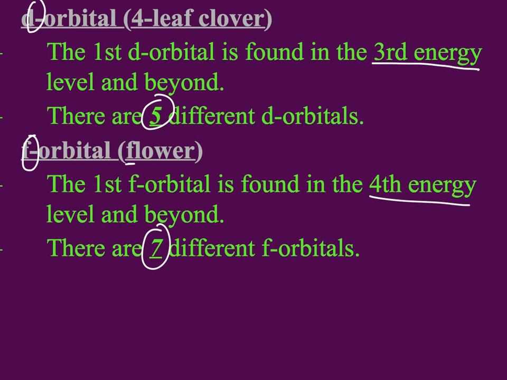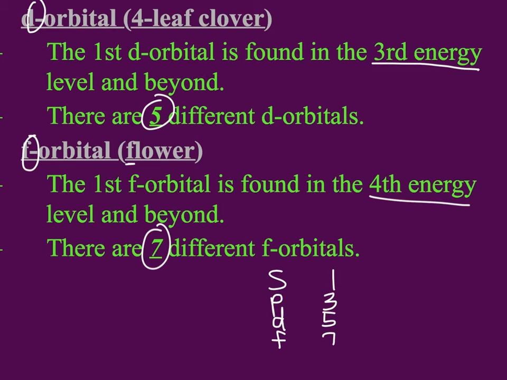Okay, so if you noticed, there is a pattern. So the s orbitals, there's only one type of s orbital, right? The p's, there are 3 different p orbitals. The d's have 5 different orbitals, and the f's have 7 different orbitals, okay?